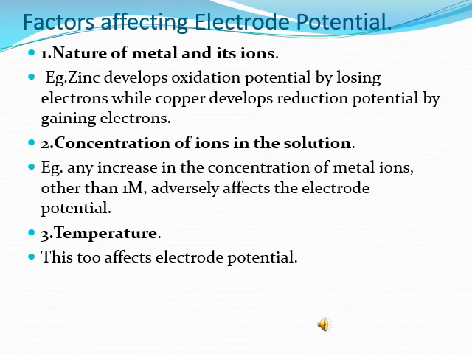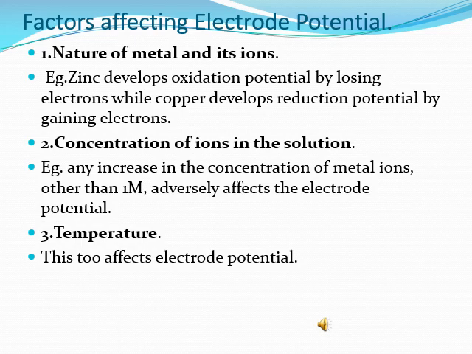Factors affecting electrode potential. Number 1, nature of metal and its ions. For example, zinc develops an oxidation potential by losing electrons, and copper develops a reduction potential by gaining electrons, as we have seen in case of galvanic cell.